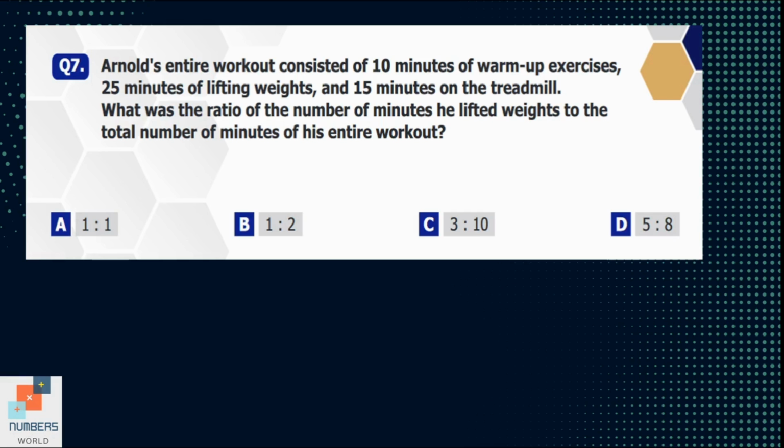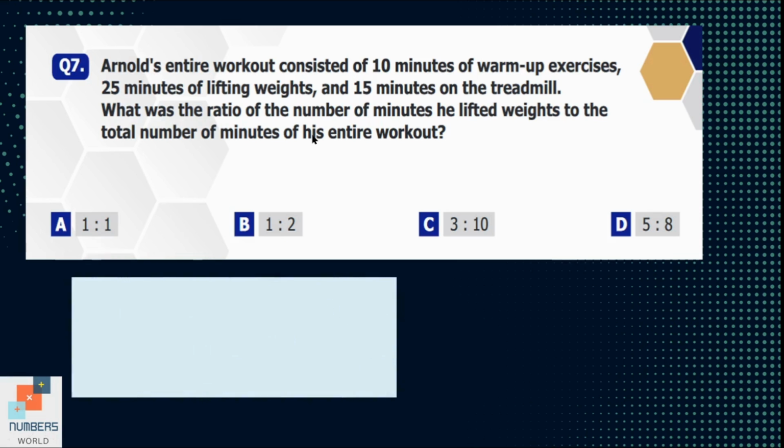Question number 7. Arnold's entire workout consisted of 10 minutes of warm-up exercises, 25 minutes of lifting weights, and 15 minutes on the treadmill. What was the ratio of the number of minutes he lifted weights to the total number of minutes of his entire workout?